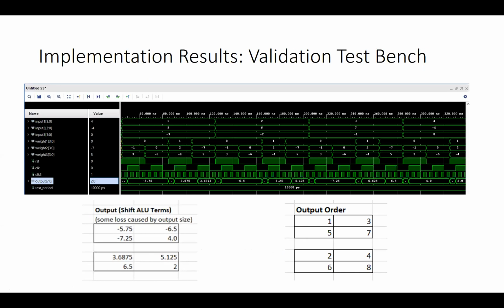So here's the grand reveal. This is our final validation test bench of our ShiftCNN circuit. At the bottom, you'll see the toy example output that we set out to verify with our circuit. And on the bottom right, you'll see the order that those values are output based on the algorithm that we just covered. So you'll see output channel 1, value 1 output first, then output channel 2, value 1, and then back to output channel 1, back to output channel 2, and so on and so forth.